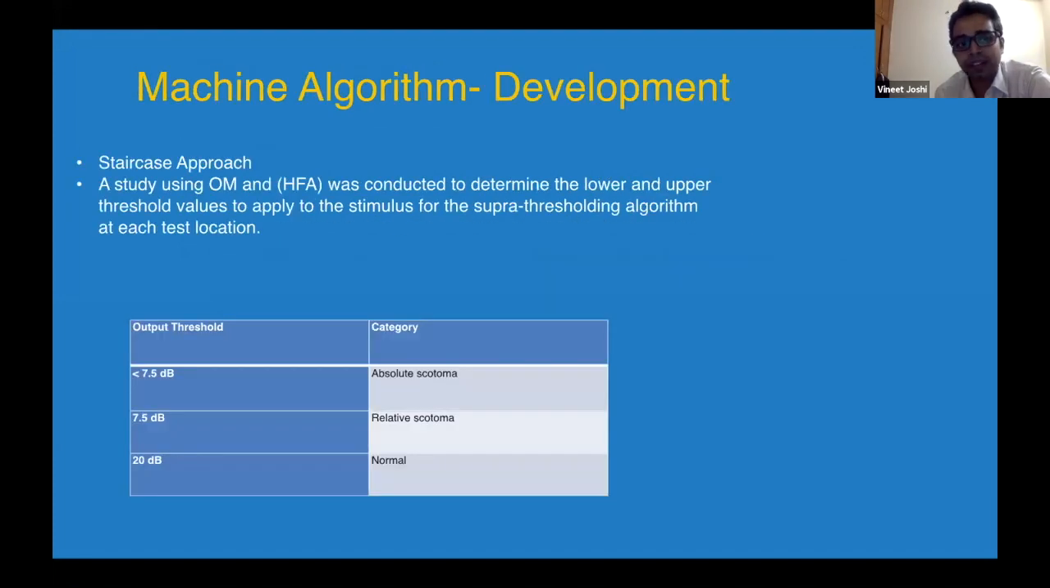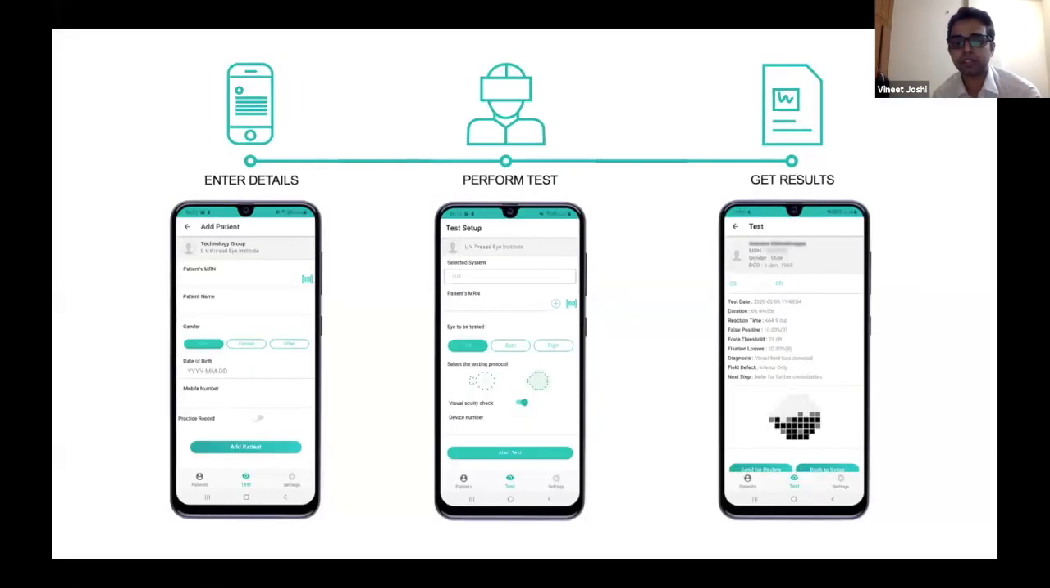So we followed a staircase approach, and we did a preliminary trial of a few patients where we conducted both the tests of Humphrey's visual field and Ohm on them. And we came up with certain threshold points which were used as guide points to develop our main algorithm in the Ohm. So 20 decibels was considered normal, and anything below 7.5 decibels was considered to have an absolute scotoma. Anything above that, around 7.5 decibels, was a relative scotoma.